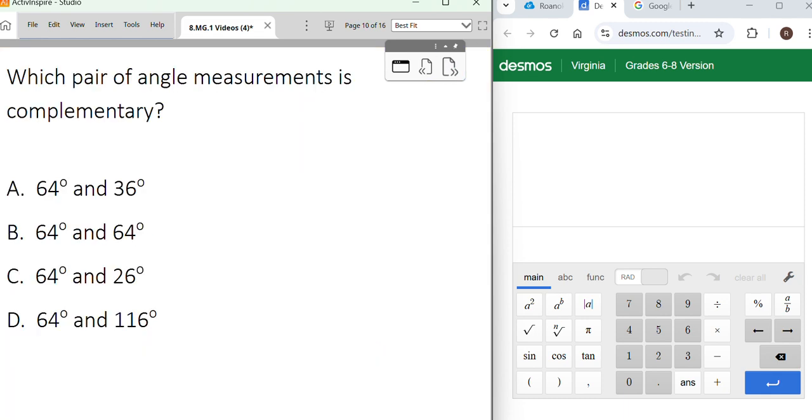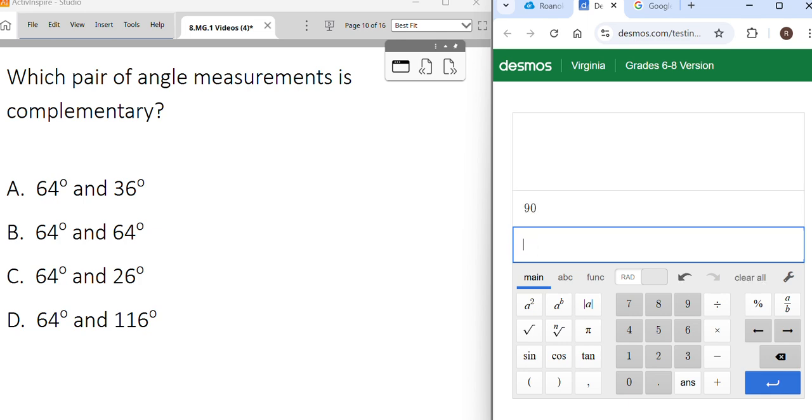Now this says which pair of angle measures is complementary. The best thing to do is remember that complementary equals 90. And I'm going to type that in my calculator just to remind me what I'm looking for. That first one gave me 100, so that's certainly not the answer. 64 plus 64 is 128. That didn't give me the answer. And let's try the third option. That does give me 90, so I'm going to choose C as my answer.